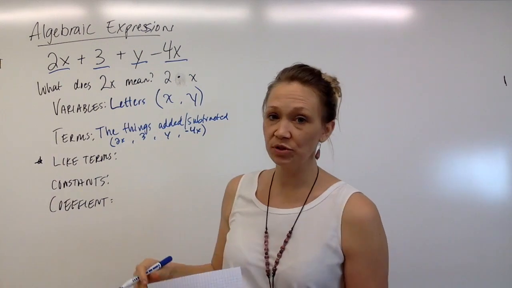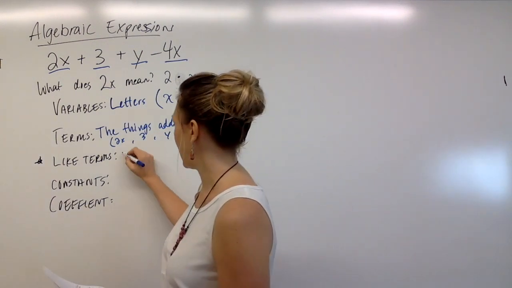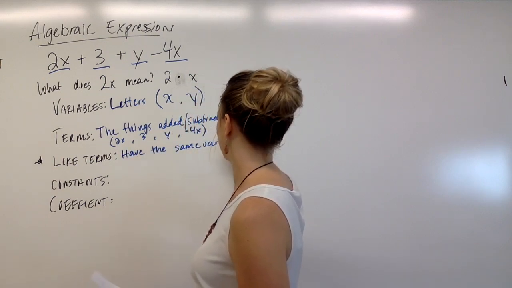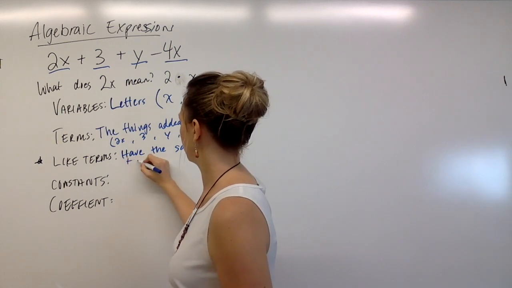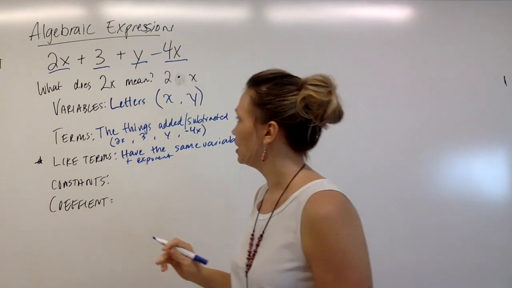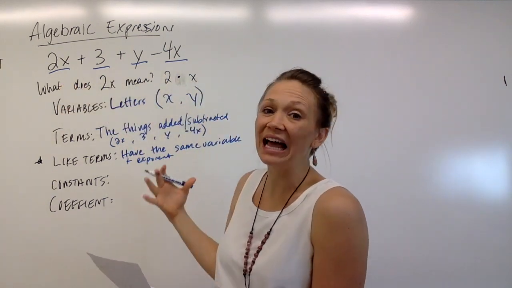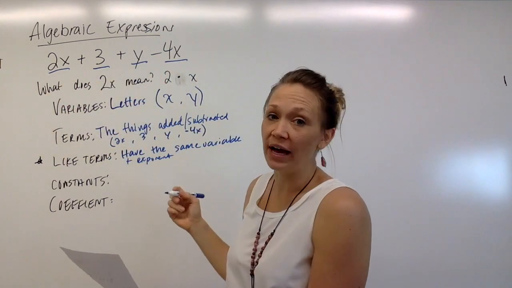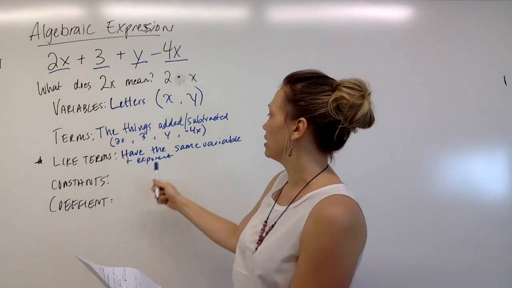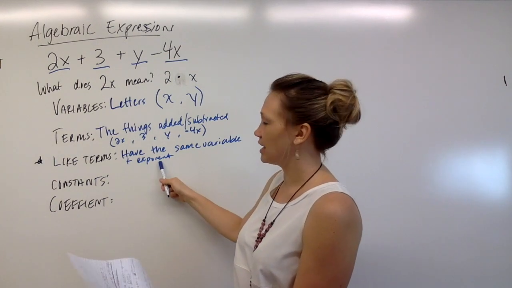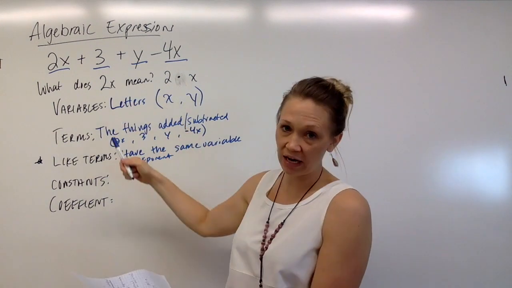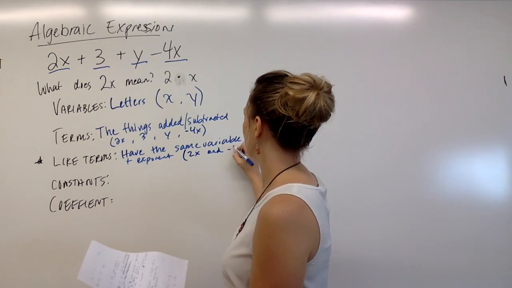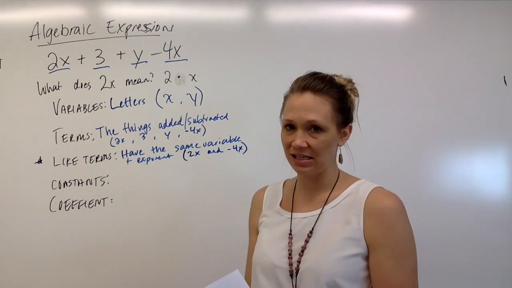Okay? Like terms, those are going to be terms that use the same variable and exponent. So when I go back up here, I'm looking for things that are like each other, like they have the same letter in it. So for example, 2x and minus 4x are going to be like terms because they both have the same variable, the same letter, and I haven't talked about this yet, but they have the same exponent. There is no exponent, right? It's just 1. Okay, so 2x and minus 4x are like terms in this example.